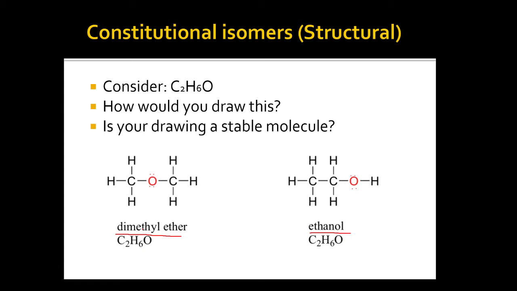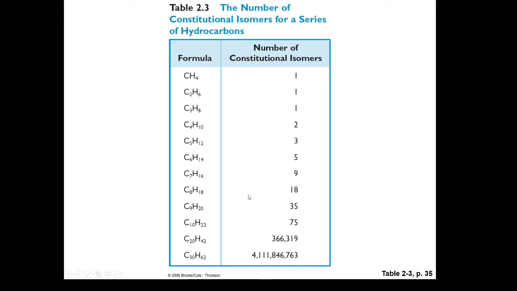So a constitutional isomer has the same chemical formula, different structural formula, different bonding arrangement. And C2H6O is one of those examples. Well, how do I know how many constitutional isomers there are for a substance? Well, you'd have to be told or look it up.